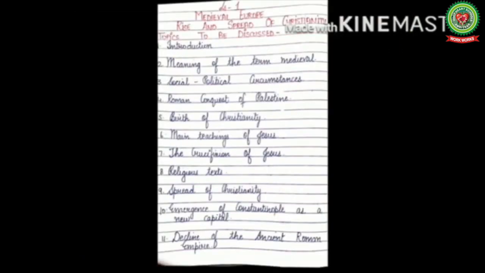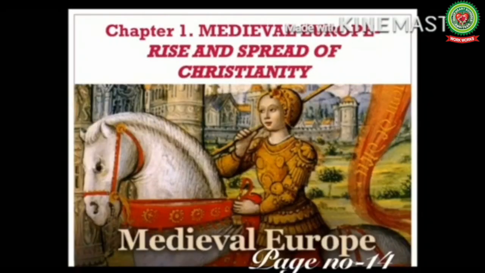In this chapter, we have done its introduction, meaning of the term medieval, social political circumstances, Roman conquest of Palestine, birth of Christianity, main teachings of Jesus, the crucifixion of Jesus, religious texts, spread of Christianity, emergence of Constantinople as a new capital, and today we will discuss the reason behind the decline of the ancient Roman Empire. Students, you have to take out chapter 1, page number 14 of your book.